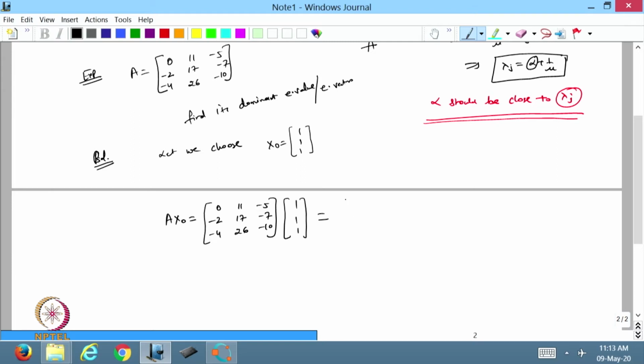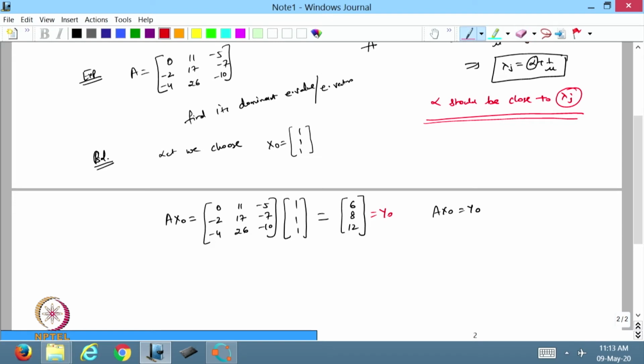From here I get 0 plus 11 minus 5, so this will be 6. Then minus 2 plus 17 minus 7, that is 8. And minus 4 plus 26 minus 10, that is 12. So, from here I get this vector. We know that A x naught was my y naught, so this is my y naught.